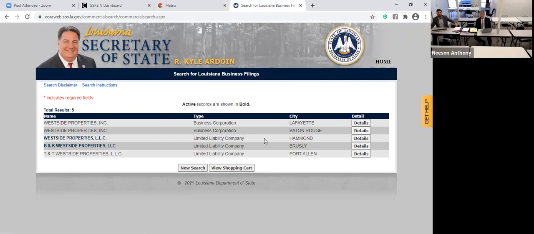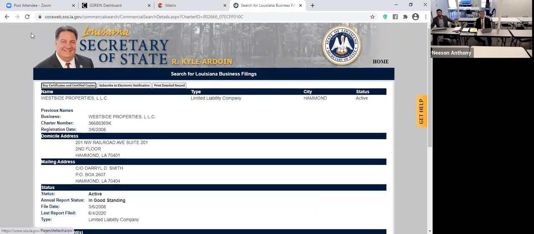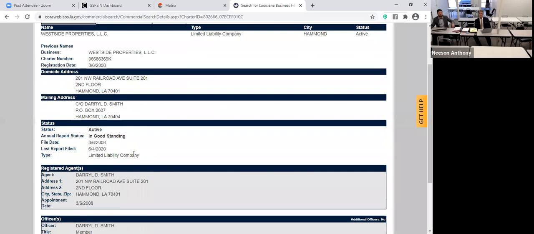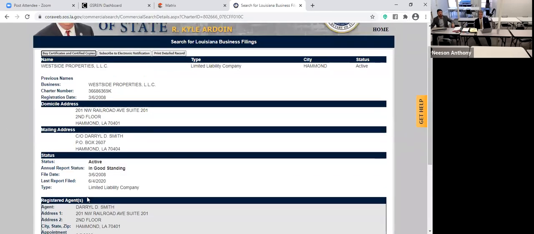So now I can start to go, ooh, there's a Hammond one. All right. Move everybody's picture. Hammond, details. All right, so now I can see care of Daryl Smith. All right. So Daryl Smith, and this is office, right? So I now know the owner of West Side Properties is Daryl Smith.